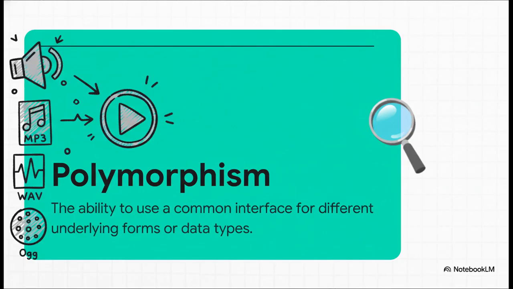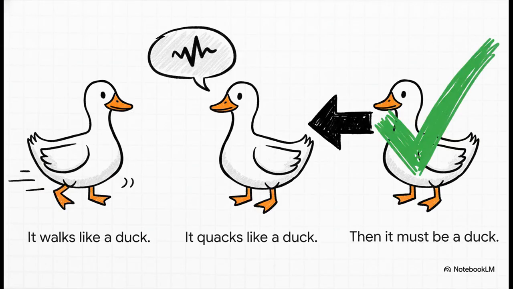Think of a media player. It can just call .play on a file. It doesn't care if it's an MP3 or a WAV file. The file object itself knows how to handle the play command. And Python takes this idea and runs with it, with a philosophy called duck typing. It's based on this classic saying. In the world of Python, we don't really care about an object's official family tree. We just care about what it can do.